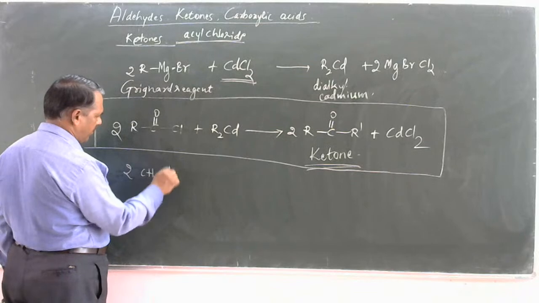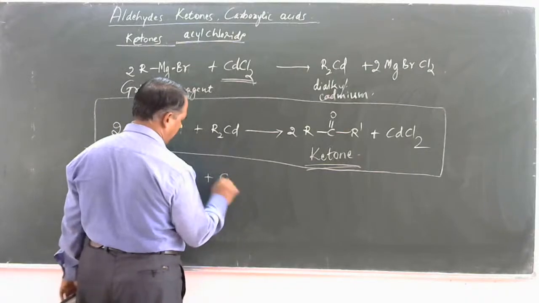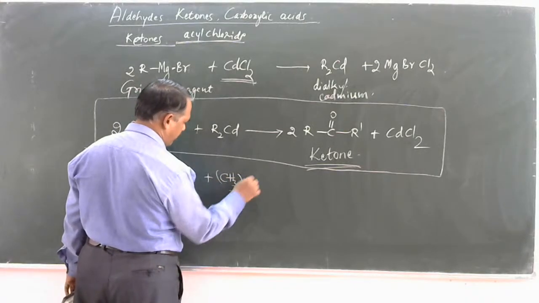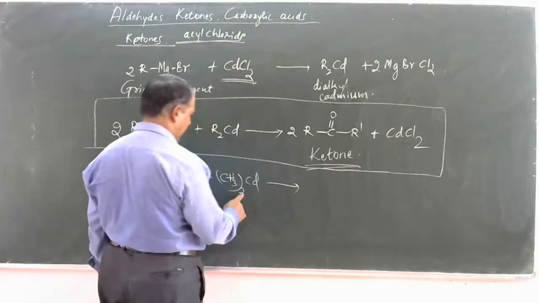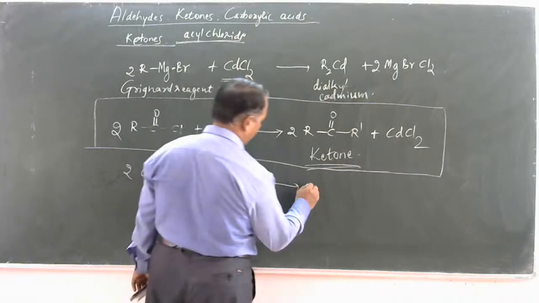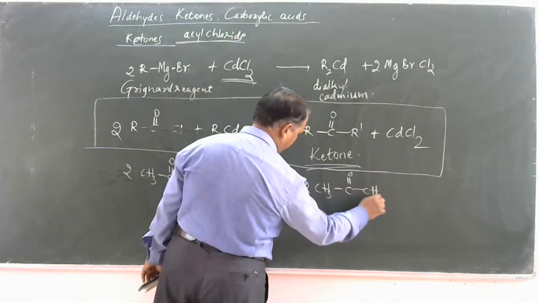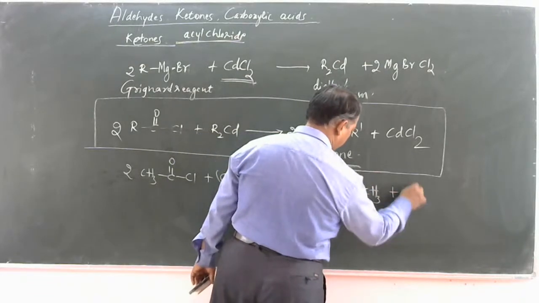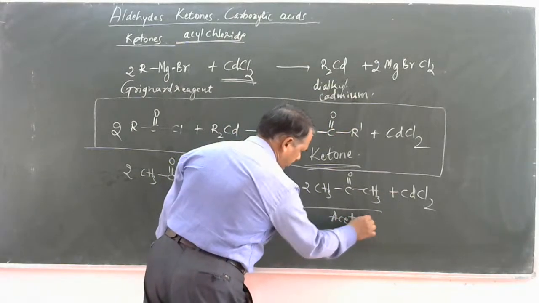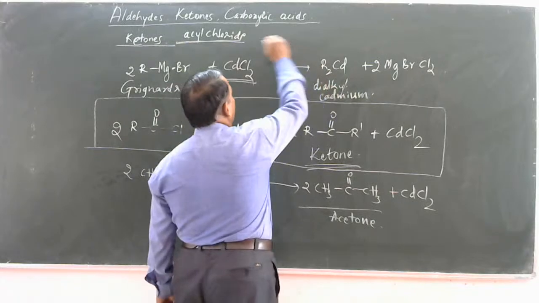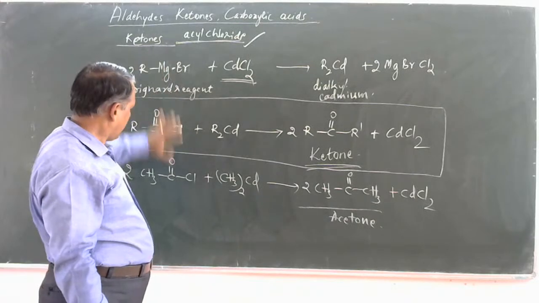2CH3C=OCl, in the presence of (CH3)2Cd. So we will get dialkyl cadmium, and we will get 2CH3C=OCH3 plus CdCl2. This is nothing but acetone, which is a ketone. Thus, we can easily prepare a ketone from acyl chloride.